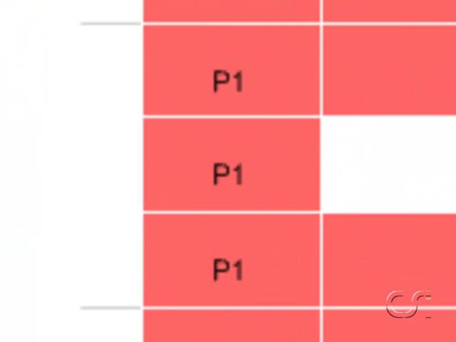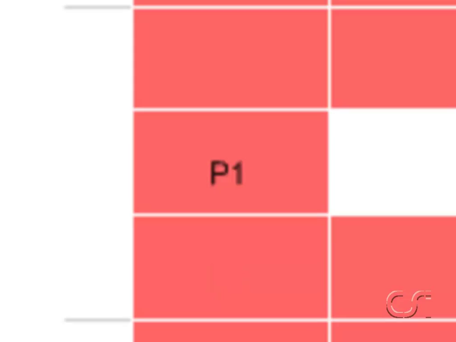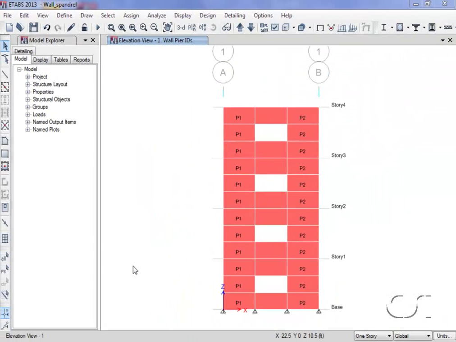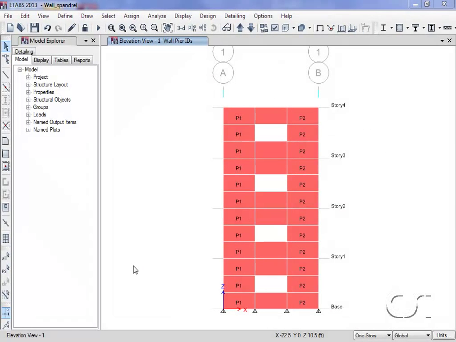An alternative labeling scheme would have been to only assign pier labels to the wall objects that lie directly adjacent to the openings, so that reinforcing would be reported at the top and bottom of the openings. For the wall objects directly above and below the openings, we could assign another pier label, or a spandrel label, or both. In this case, we will apply a spandrel label, which will provide us design results for these shells in terms of spandrel behavior.